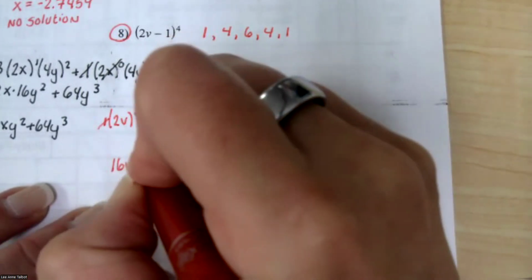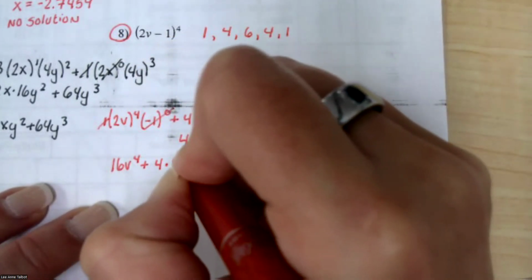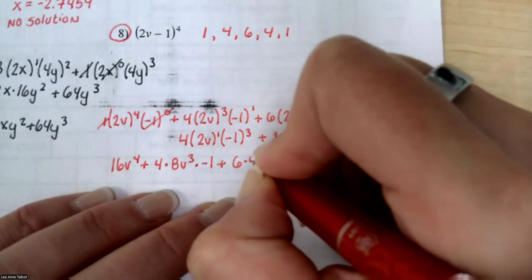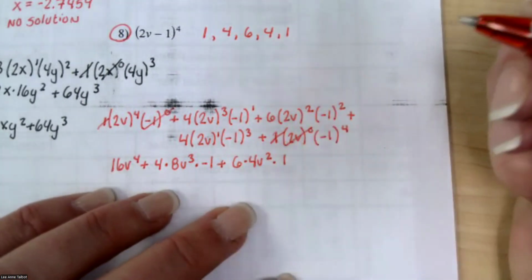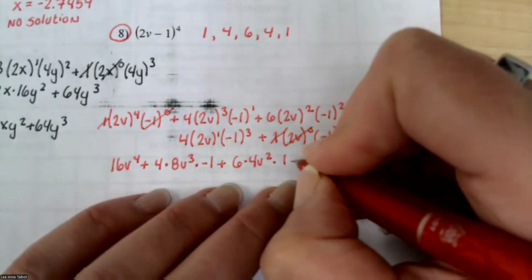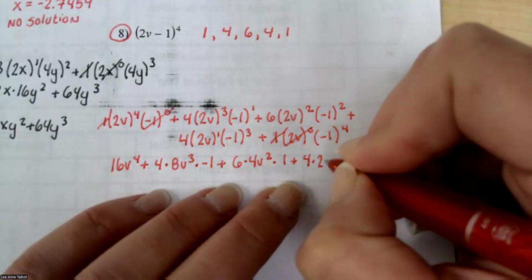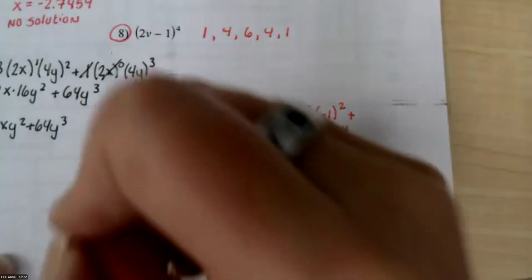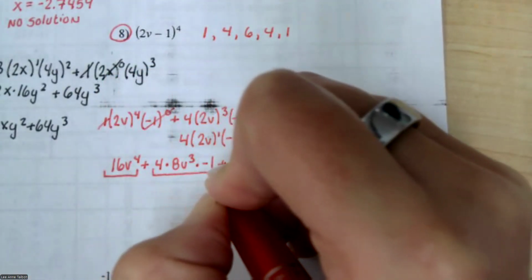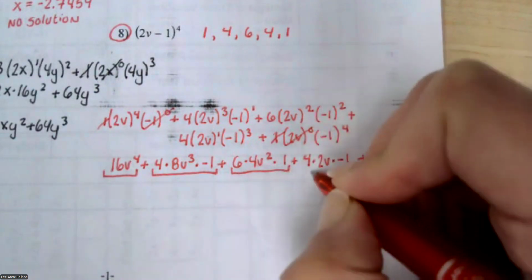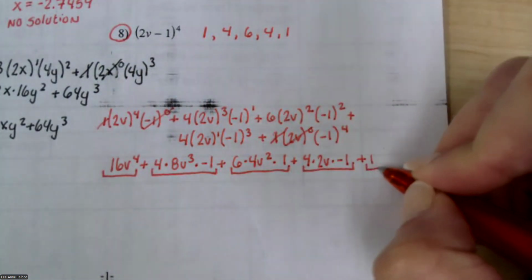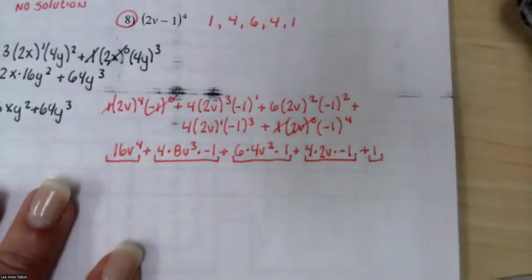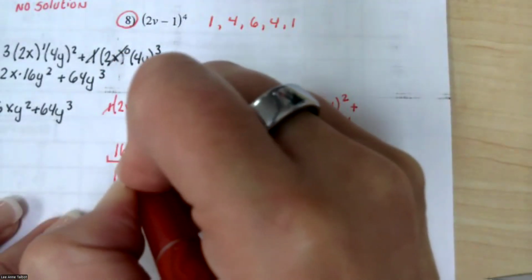16v to the 4th plus 4 times 8v cubed times negative 1 plus 6 times 4v squared times 1 plus 4 times 2v times negative 1 plus 1. V to the 4th.